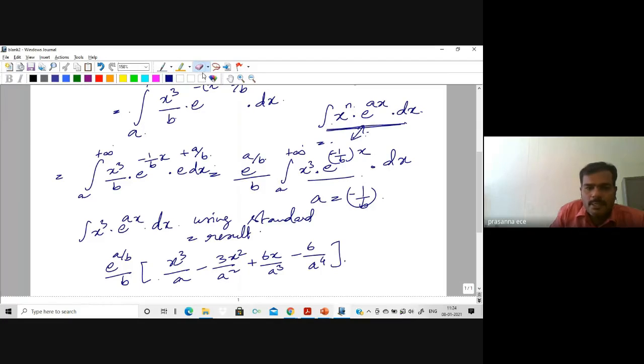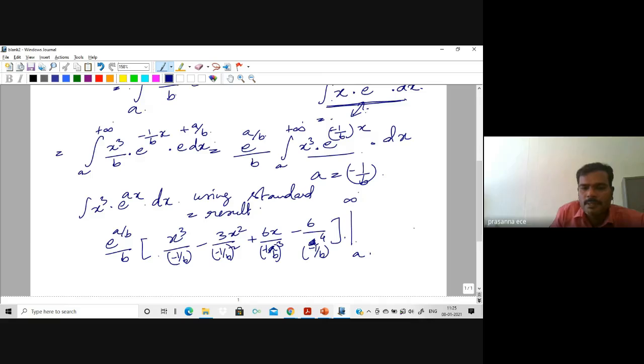Okay, so actually this a here is minus 1 by b. So you'll be writing minus 1 by b. So this is minus 1 by b whole square. Again here it is minus 1 by b the whole cube. Here also minus 1 by b the whole power 4. Okay, so you have to simplify this expression first and then apply the limits. So this is from plus infinity to a.